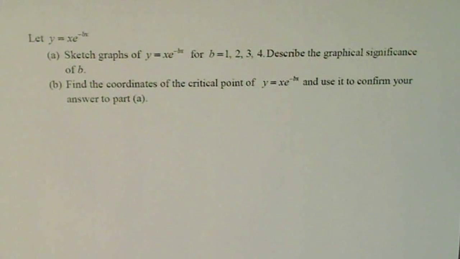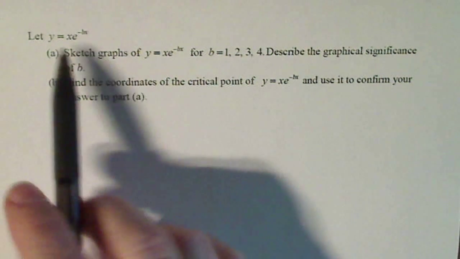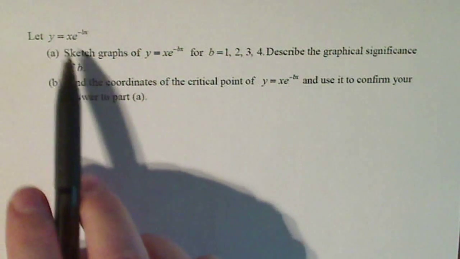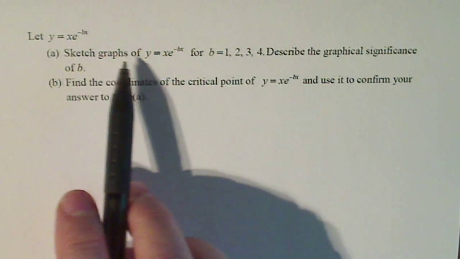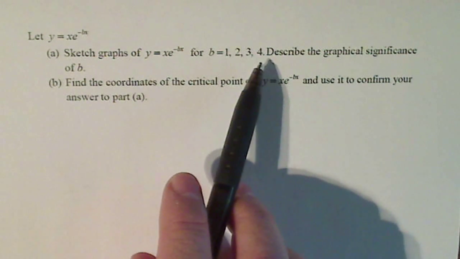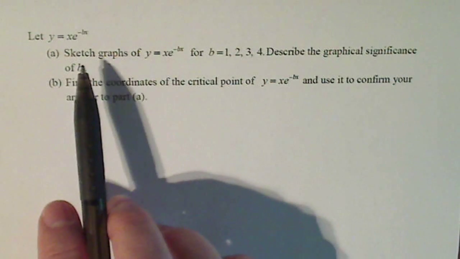Here's a problem about families of functions. So we're given the graph of y equals x e to the minus bx, or the equation. Part A says sketch the graphs of y equals x e to the minus bx for 4 different values of b. Describe the graphical significance of b.